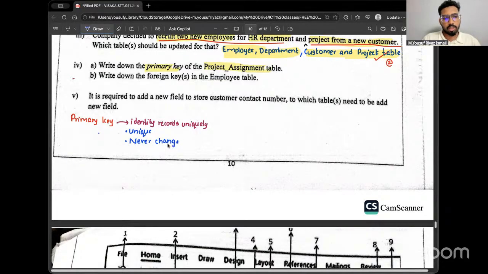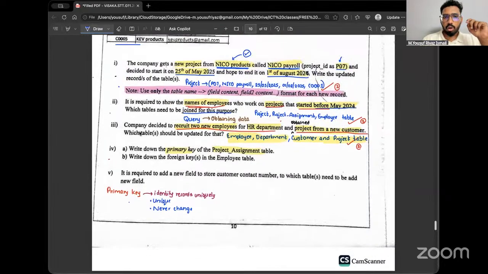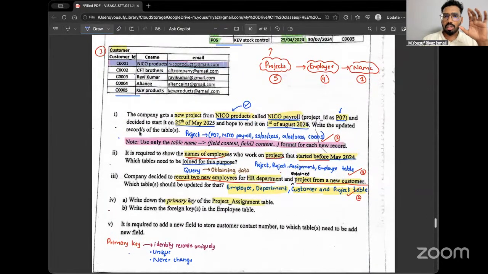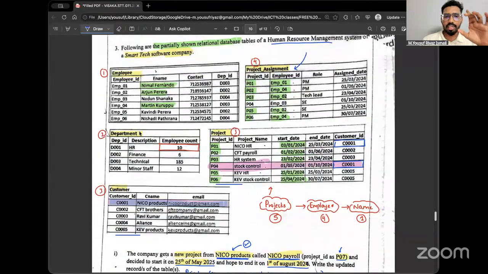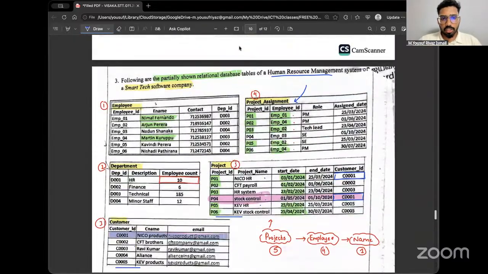Apart from the value never changing, unique means it should not repeat. So this is the main thing. Now, one thing you have to keep in mind: when you're going through a table, you can't rely only on the given data. Practically, you have to ask your mind and see, can it repeat? Whenever you see a primary key, always ask yourself, even though it's not repeating now, in future, can it repeat?